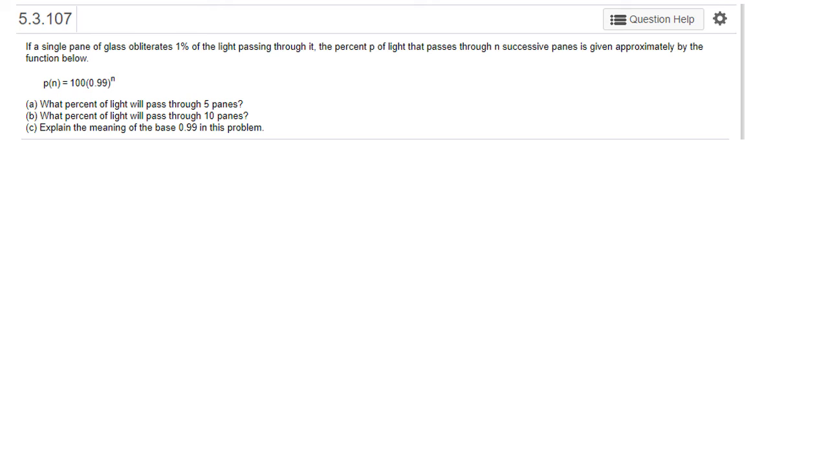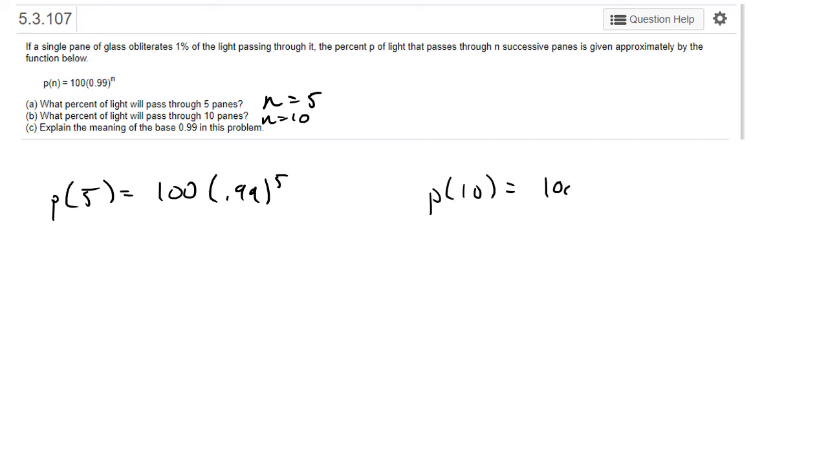So what percent of light will pass through 5 panes? The number of panes is 5, and we're just going to have to plug that in. For part B, the number of panes is 10, and we're just going to have to plug that in. So P of 5 is 100 times 0.99 to the 5th, and P of 10 is 100 times 0.99 to the 10th.